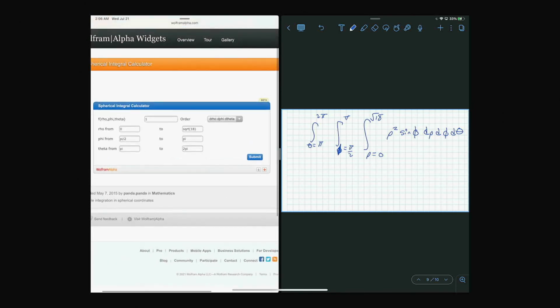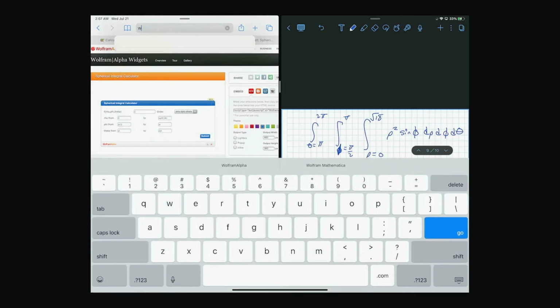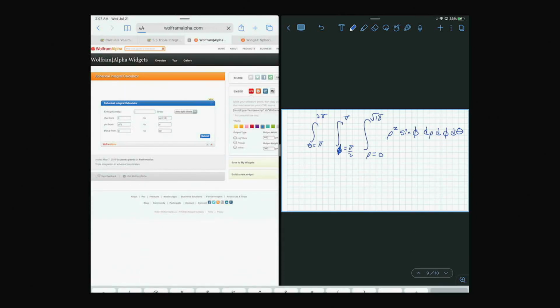No, you know, rho phi theta. You don't want to do it? Okay. Well, I guess we'll just go to regular Wolfram Alpha then.